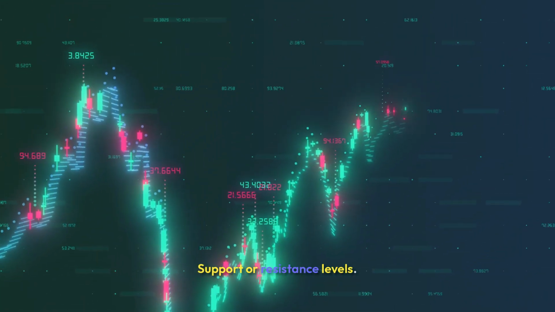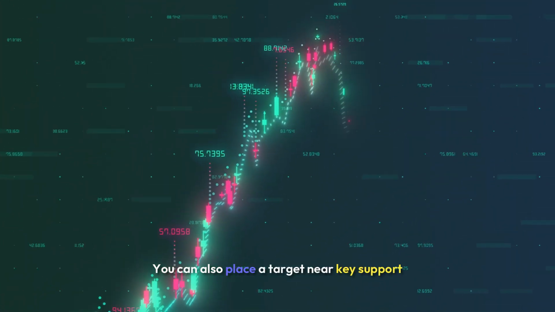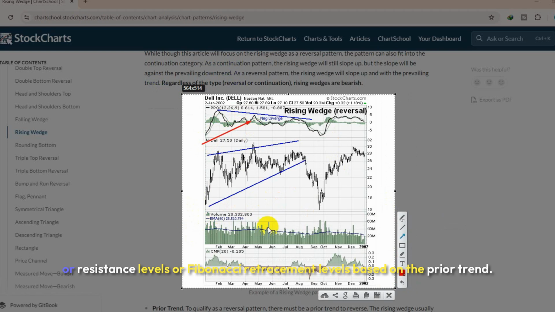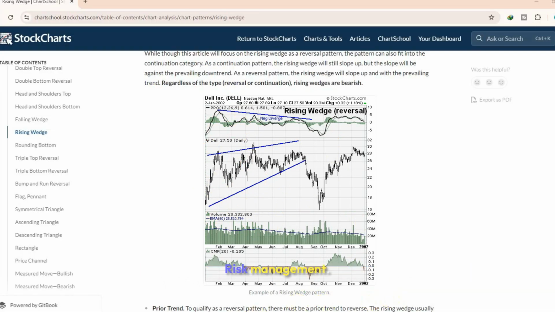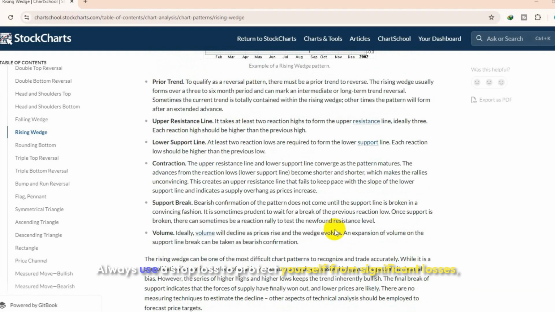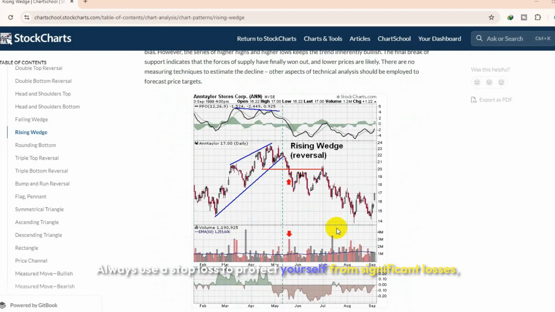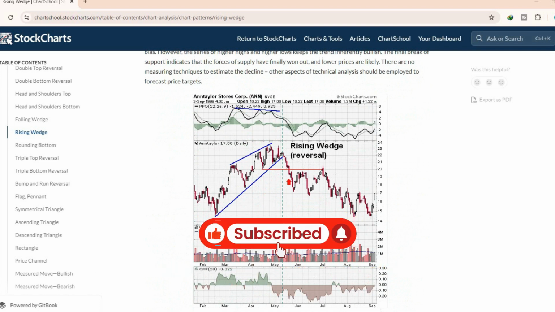Support or resistance levels. You can also place a target near key support or resistance levels or Fibonacci retracement levels based on the prior trend. Risk management. Always use a stop loss to protect yourself from significant losses, especially in volatile markets.